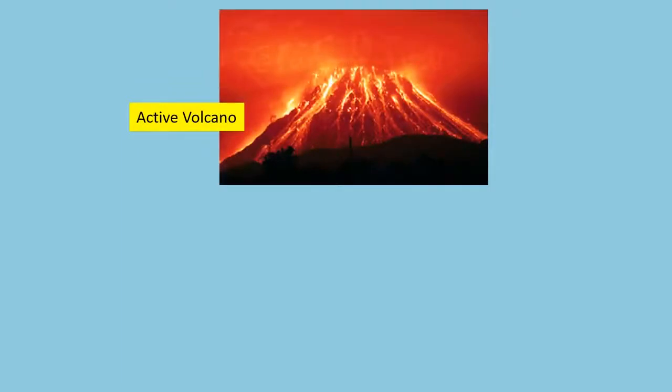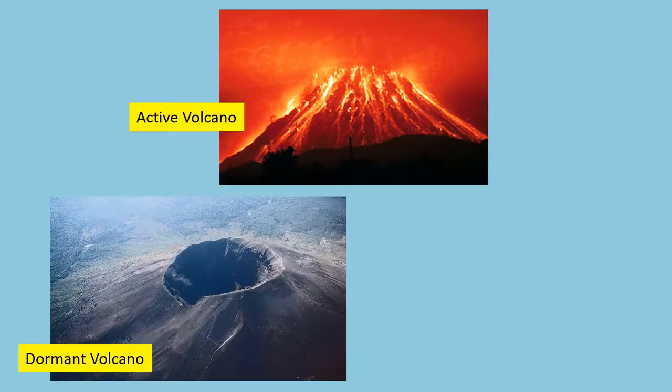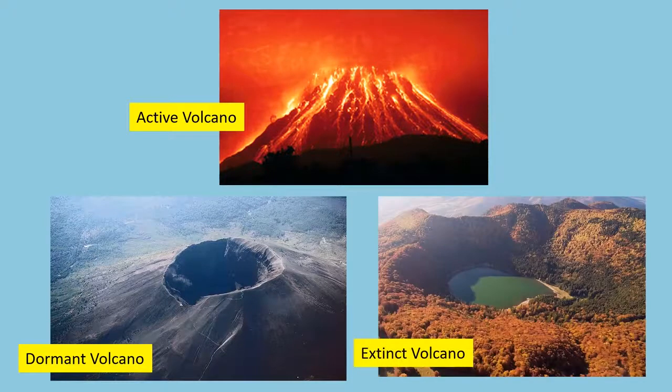Depending on their frequency of eruption, volcanoes are classified into 3. Active volcanoes which erupt frequently, dormant volcanoes which show signs of eruption, and extinct volcanoes which have not erupted at all but have features of volcanoes.